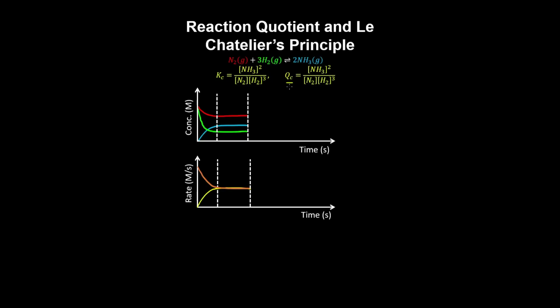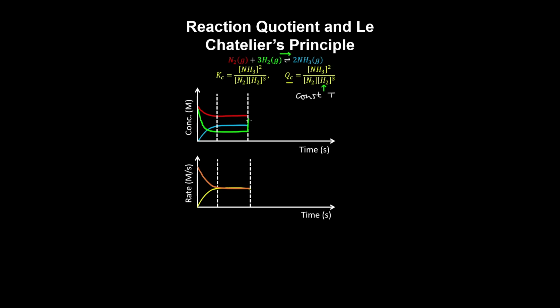The reaction quotient is really a quantitative application of Le Chatelier's principle, and we'll look at a simple case where the concentration of a reactant is increased at a constant temperature. So when the concentration of hydrogen is increased, for example, then the system responds by shifting the reaction to the right.